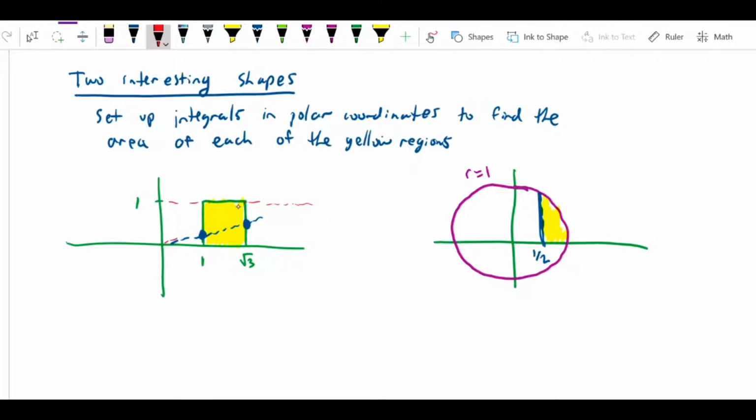Once I get up to this point here, which I'm drawing by this red line, now it changes to a different pair of polar curves. If I instead draw a blue line like that, I intersect once again this vertical line on the left, but then I intersect the horizontal line on the top. So I really have to break this up into two integrals. Let's do the lower part first.